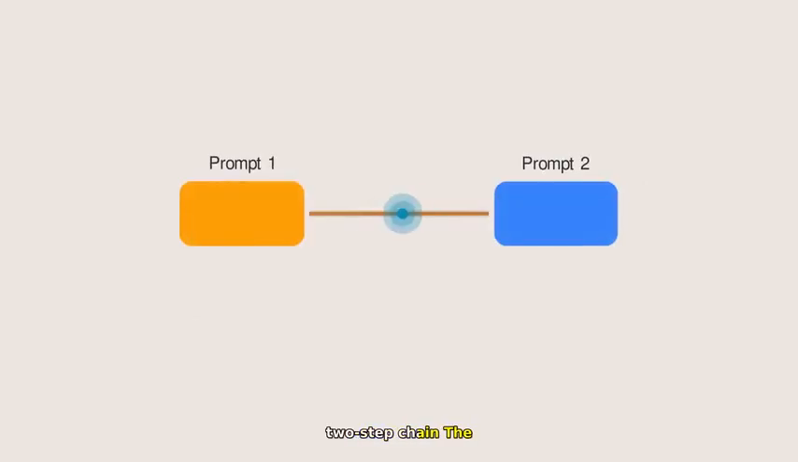You've built a two-step chain. The first prompt outputs a list. The second prompt summarizes that list. It works fine. Now someone asks you to scale it.